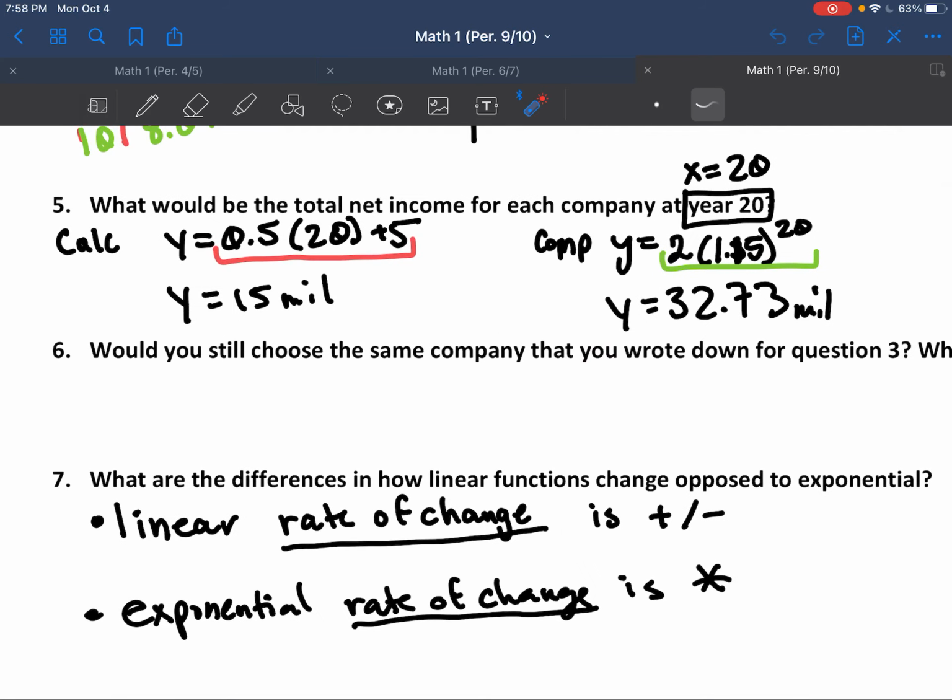And then lastly, it says, what are the differences in how linear functions change as opposed to exponential? Linear has a rate of change. The rate at which it changes from one point to the next is by adding and subtracting. Versus exponential, their rate of change, which again, rate of change is a new phrase, if I did say that before, and its change from one point to the next is by multiplying. Okay, that's what this rate of change word means. How did you get from one point to the next? Did you add to get there, or did you multiply to get there? Okay, this is a multiplication symbol.